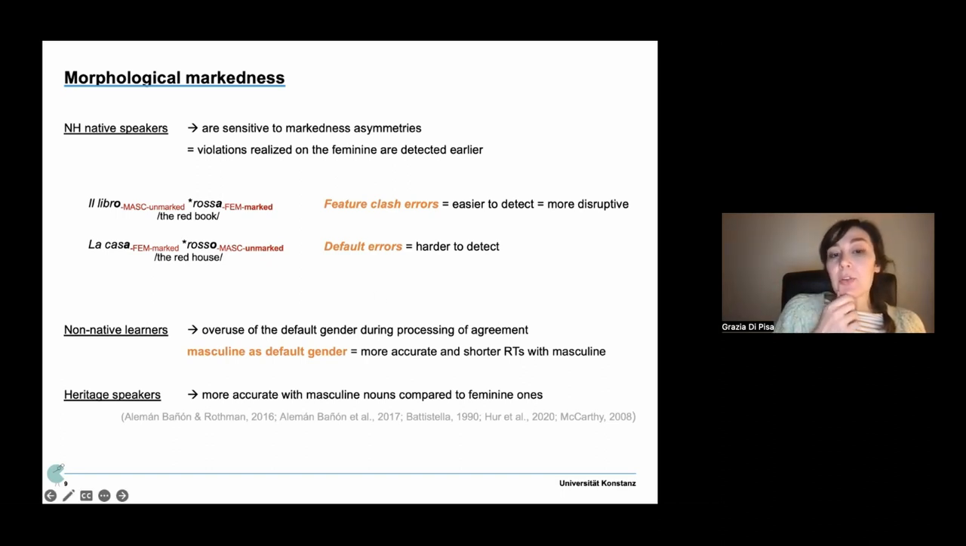Regarding non-native learners, studies have shown a tendency to overuse the default gender during processing of agreement. In the case of Spanish or other Romance languages, there is a tendency to use the masculine as default gender. They're usually more accurate and also have shorter reaction times and reading times with masculine nouns. Regarding heritage speakers, we don't have studies that really look at morphological markedness, but we do know that studies on heritage speakers and gender have reported a higher accuracy with masculine nouns compared to feminine ones.